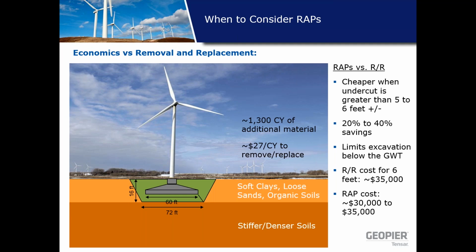the two options. The nice thing about Geopier is if you imagine that the groundwater table is at 11 feet or 12 feet or anywhere beneath the bottom of the foundation, you don't have to worry about dewatering with the Geopier like you would if you had to undercut 6 extra feet.